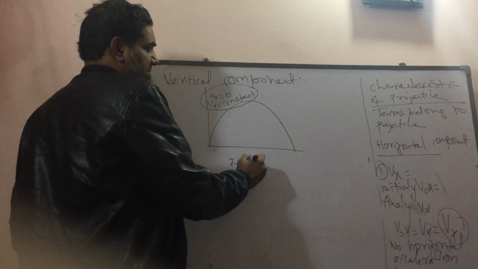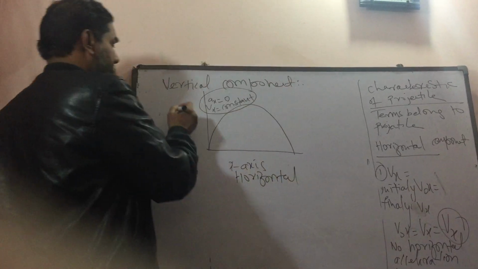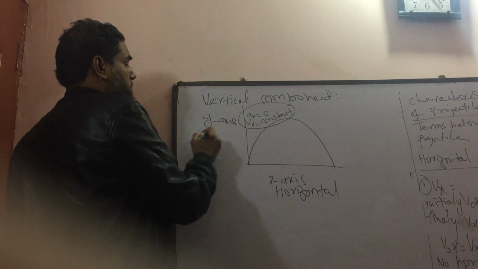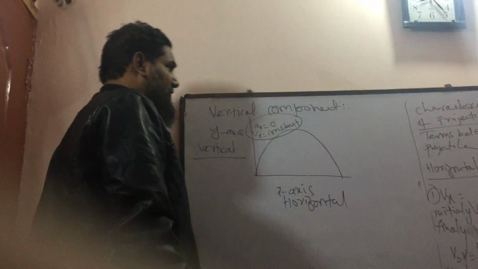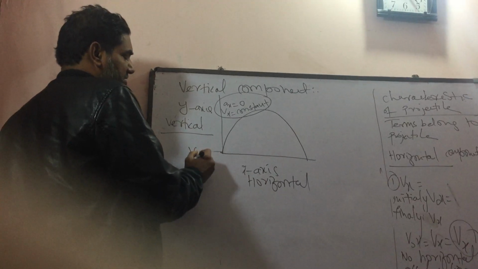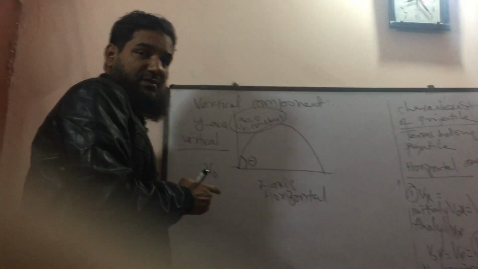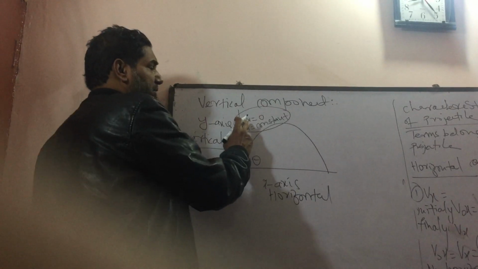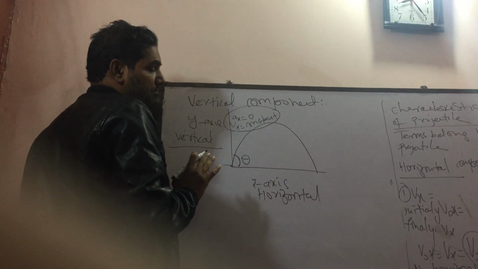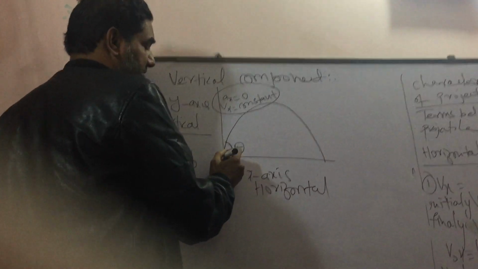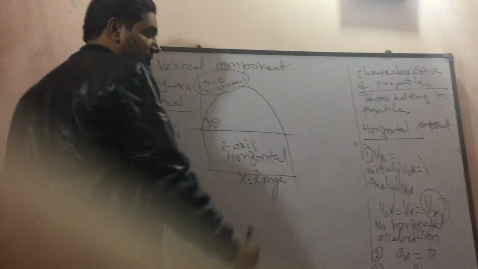This is the x-axis, horizontal. This is the y-axis, vertical. When an object is moving on a projectile path, its initial velocity is v0, and it makes an angle theta along the x-axis. In the horizontal component ax is 0 and vx is constant during the motion. The total horizontal distance the object covers is x, which is known as the range of the projectile.